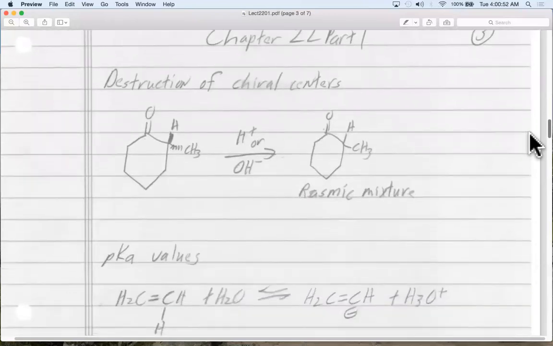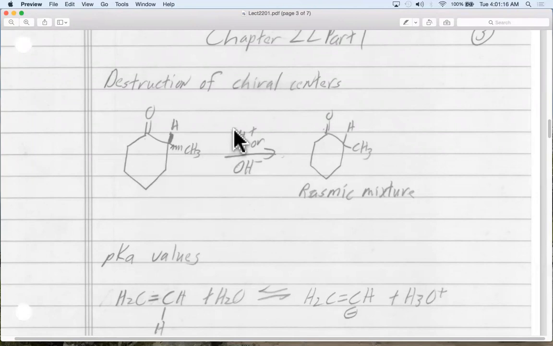One of the effects of this is the destruction of chiral centers. If I asked you, was this compound chiral? You would say, yes, it is chiral because this carbon has 4 different groups attached to it. But notice it has a hydrogen on that alpha carbon that is chiral.